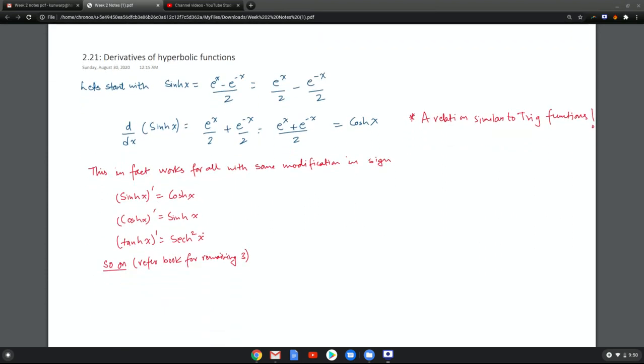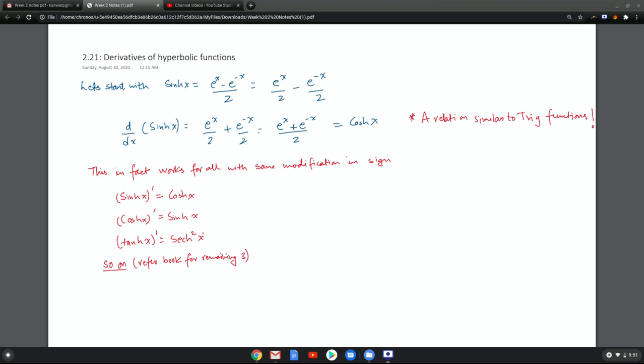Let's find derivatives of these functions. We know the definition of sinh x is e to the x over 2 minus e to the negative x over 2. Taking the derivative gives me cosh x, which is a relation similar to trig functions. Now all of these relations work in the same way with a modification in sign, meaning the derivative of sinh x is cosh x, the derivative of cosh x is sinh x and not negative sinh x. The derivative of tanh x is sech squared x, and so on.